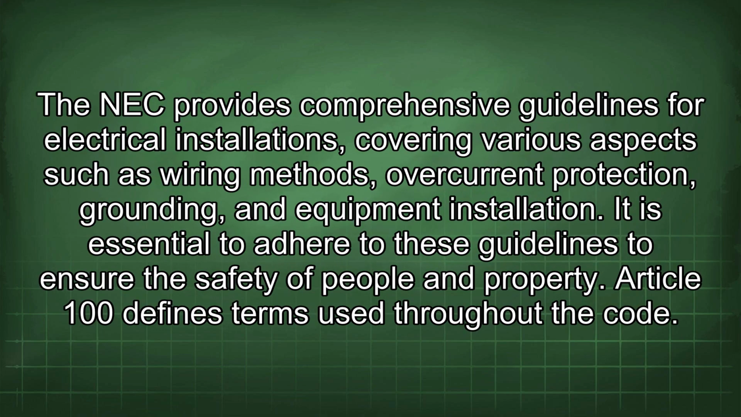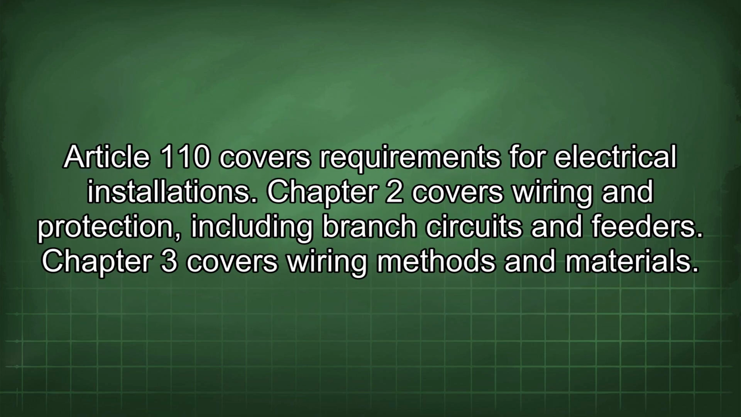The NEC provides comprehensive guidelines for electrical installations covering various aspects such as wiring methods, overcurrent protection, grounding, and equipment installation. It is essential to adhere to these guidelines to ensure the safety of people and property. Article 100 defines terms used throughout the code. Article 110 covers requirements for electrical installations.